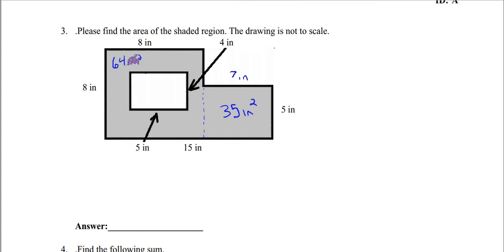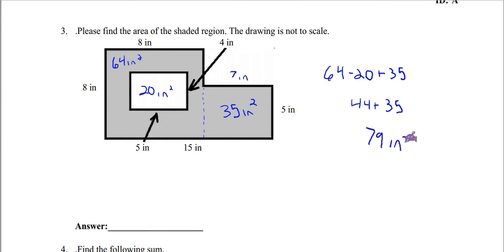That would be great, I would just add 64 plus 35, except there's this missing chunk. How big is this missing chunk? It's big enough to fit 20 inches squared, which means it removed 20 inches squared from this bigger rectangle. So I can say 64 minus those 20 that it lost, plus 35. 64 minus 20 is 44, plus 35 is going to be 79 inches squared.